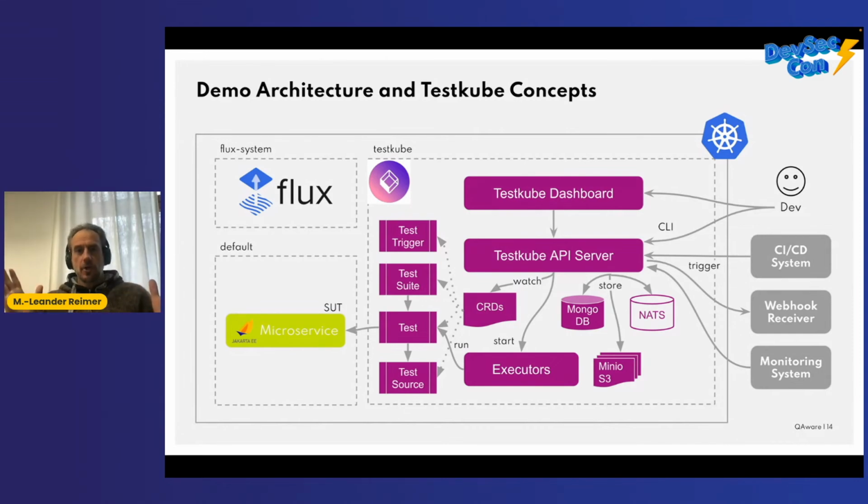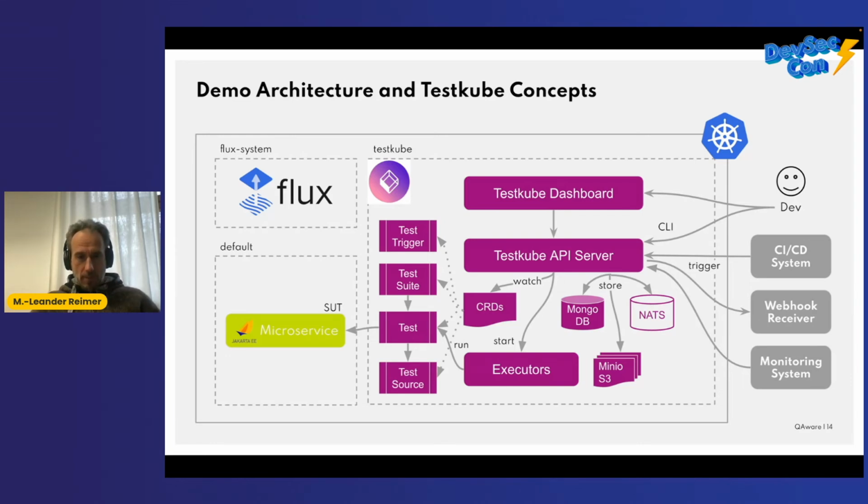It's a simple Helm chart. You can deploy it in a cluster. Then you have a nice fancy dashboard, for example. You have something called the API server that you can interact with as a developer using the CLI, for example. You could also have a CI system trigger the API server to start the test phase.